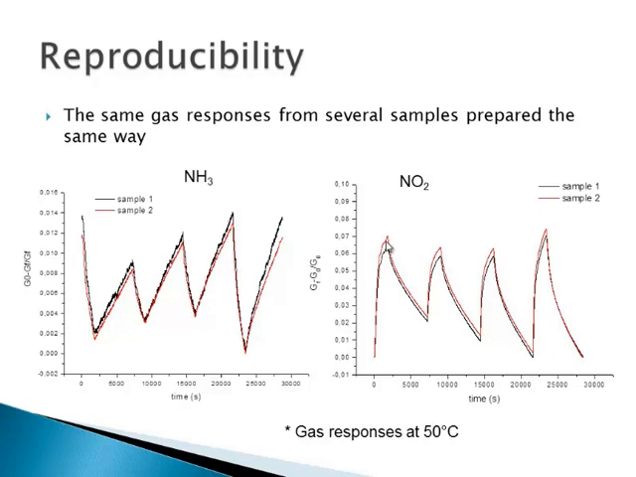We still couldn't find a solution about the recovery time, of course. But the good thing about this material is the ceramic coating is giving good reproducibility. So even if you prepare two samples from the same batch, you are getting almost similar gas sensing responses. So this is for ammonia and this is for nitrogen dioxide. And so we think that this is quite important as a starting point.